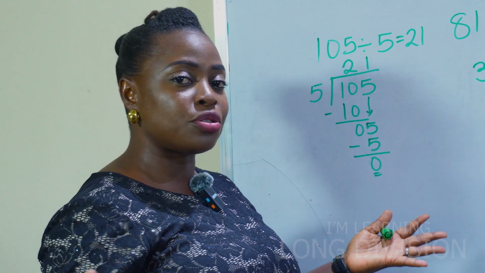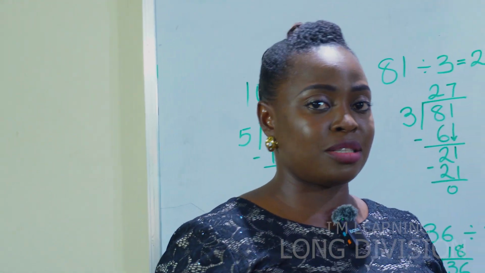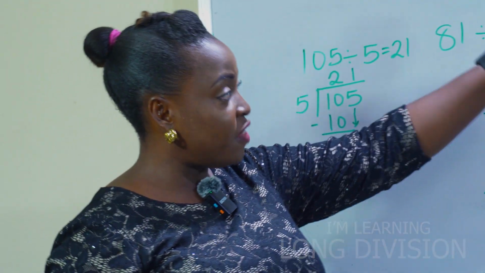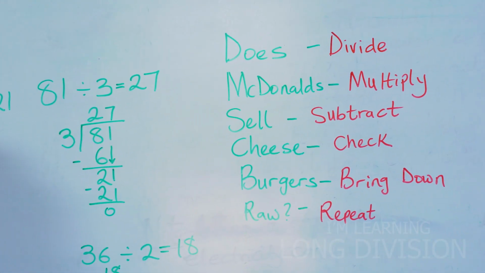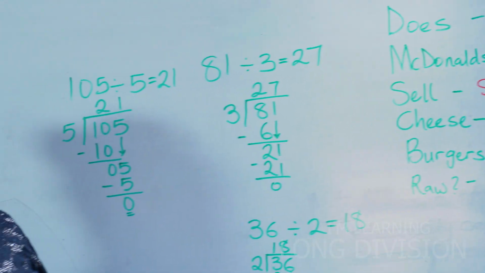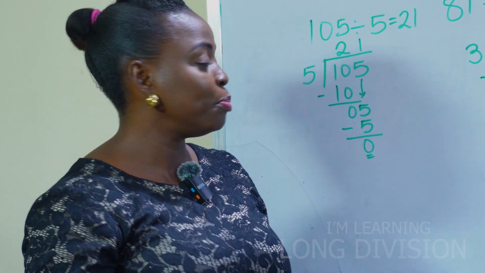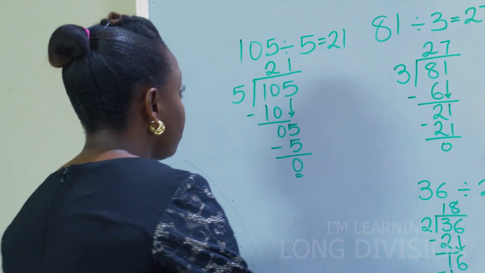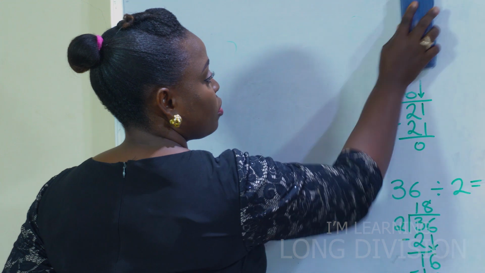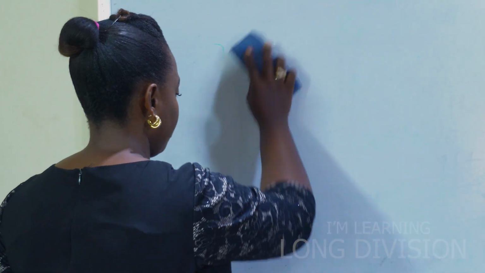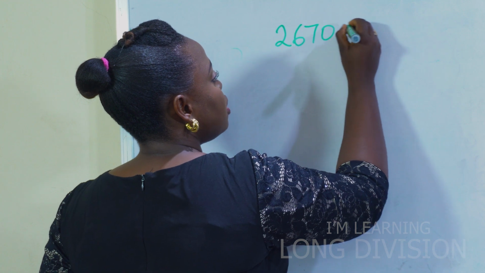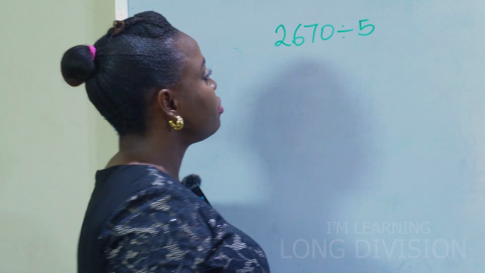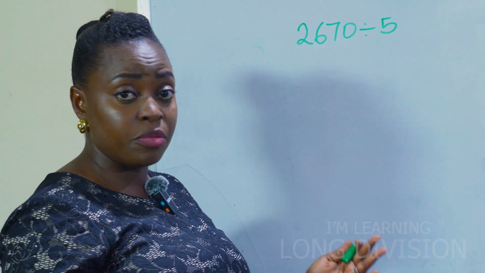Now, no matter how large the number is, no matter how many digits that number has, once you follow divide, multiply, subtract, check, bring down, and repeat, you'll be able to solve any question. Now, let's try it with a 4-digit number, shall we? So I have a number like 2,670 divided by 5. This is a 4-digit number, and I want to divide it by 5.